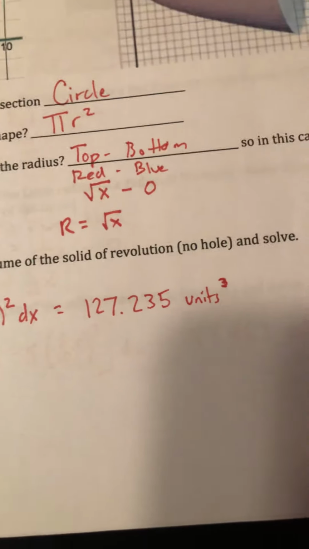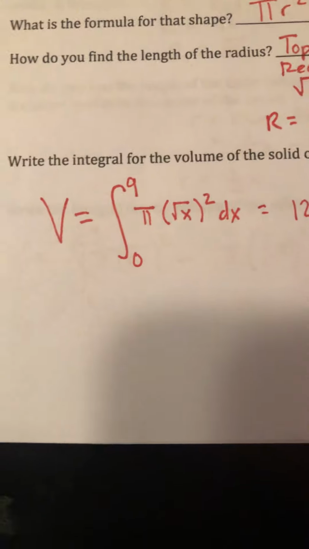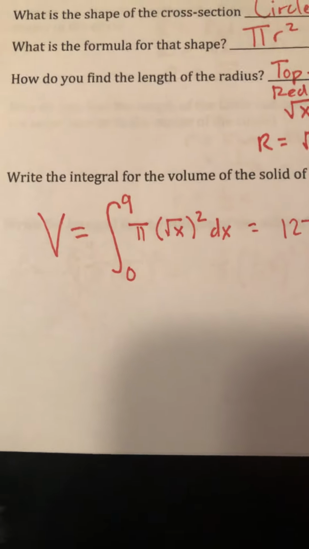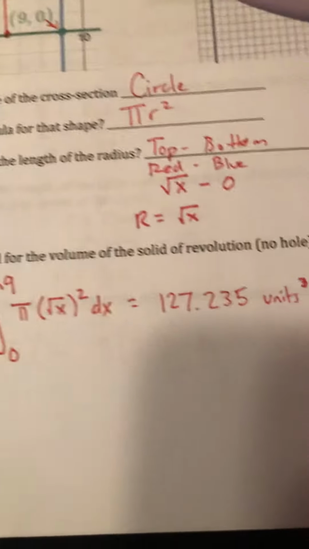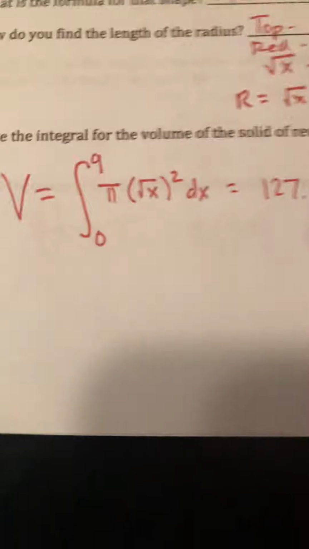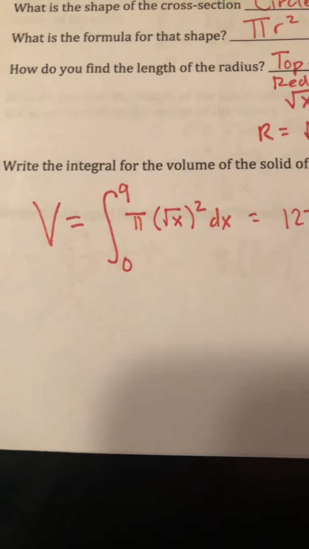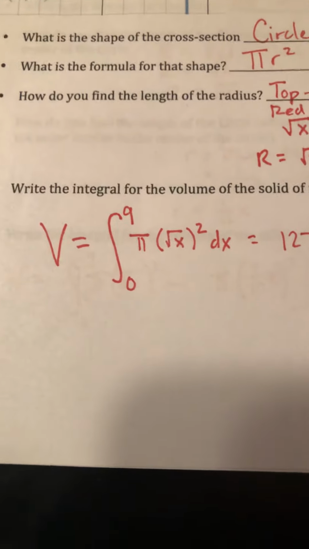And do you remember how we do volume? We do volume equals the integral from the lower bound to the higher bound, and then we put the area formula of the shape there, pi r squared, and we just found out that the radius is the square root of x. I could have simplified this, by the way. The square root of x squared is x. I could have put the pi on the outside of the integral because it's a constant, but I just chose not to do that.